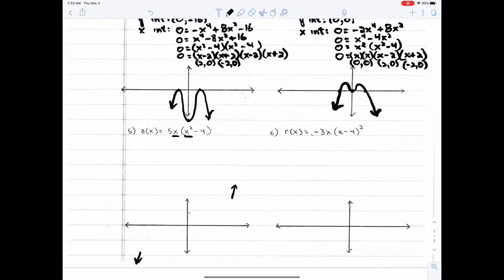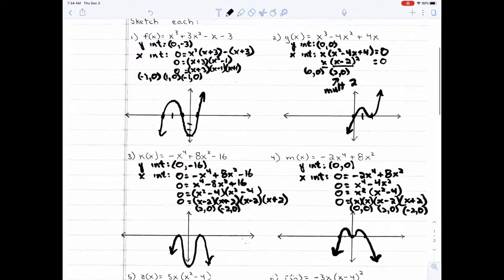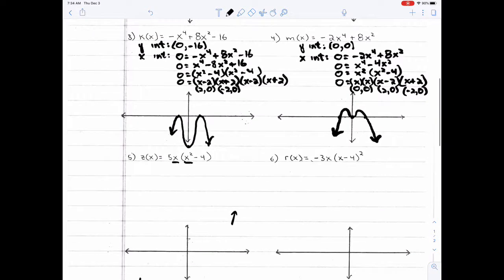By the way, I don't want to mislead you. It's not like all the cubes go up on the right and down on the left. That just happens to be the example they have. And it's not like all the fourths go down on both sides, okay? If the leading coefficient is positive, the right goes up. If the leading coefficient is negative, the right goes down. If the degree is odd, the left does the opposite of the right. And if the degree is even, the left does the same thing as the right.